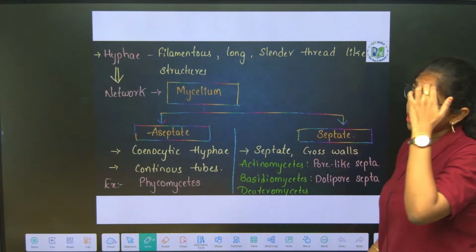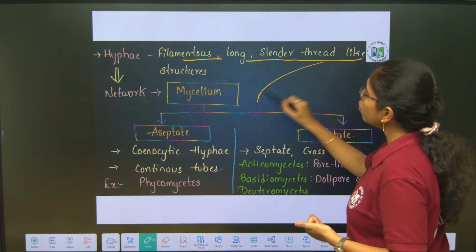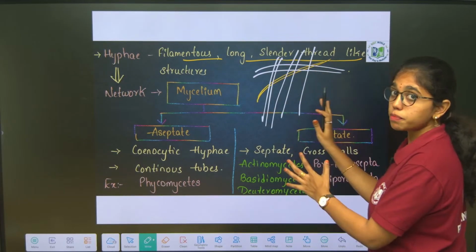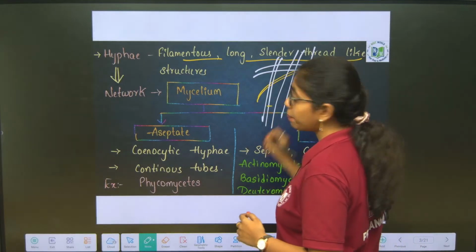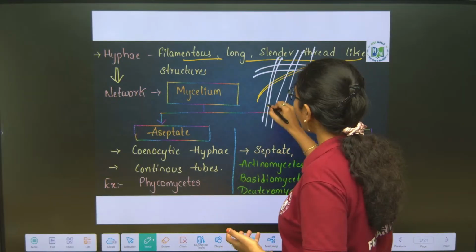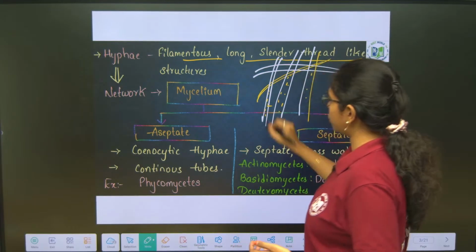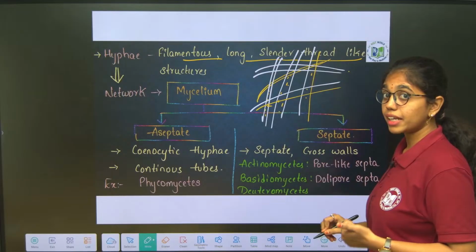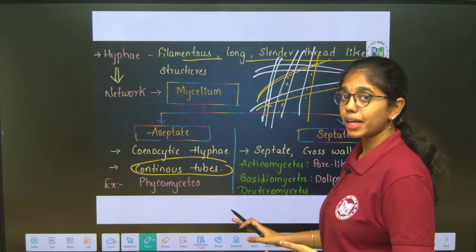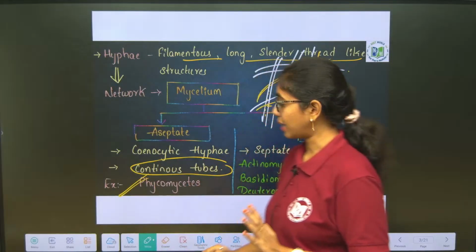So, hyphae. What are hyphae? Thin filamentous, long, slender, thread-like structures. A group of these hyphal strands will form what? Mycelium. This mycelium can be septate or aseptate. If the hyphal strands are aseptate, that will turn out to be cenocytic or multinucleated condition, which are continuous tubes. This aseptate condition is observed only in one class, that is Phycomycetes. Remember beta, that is very important.